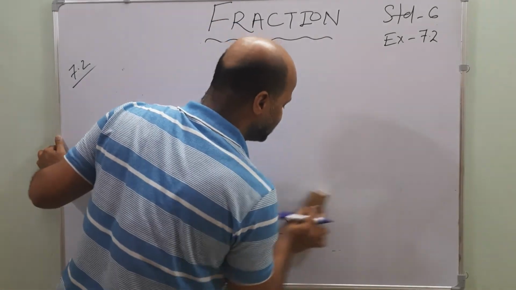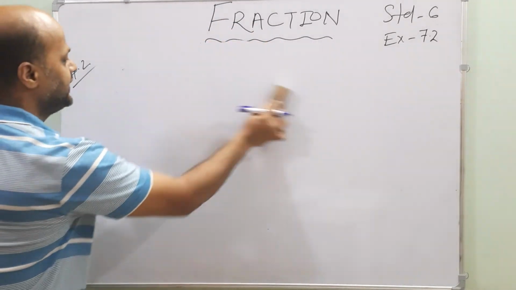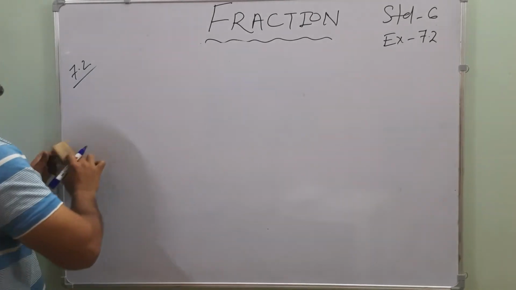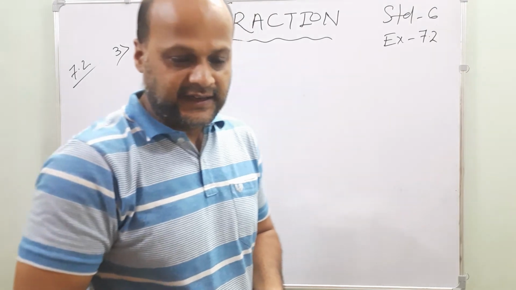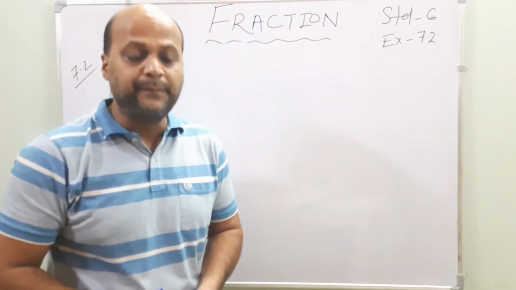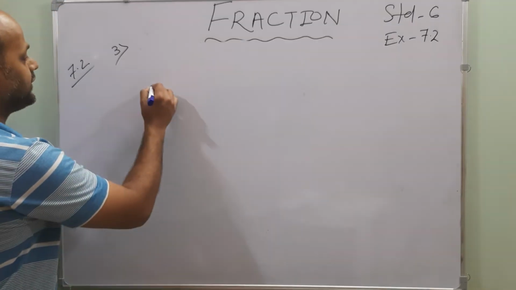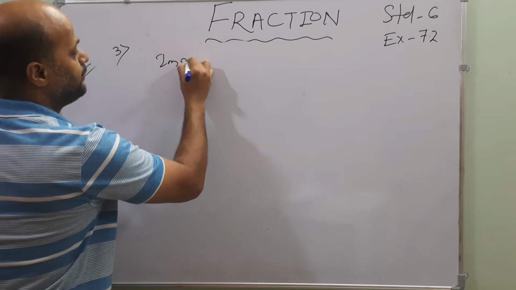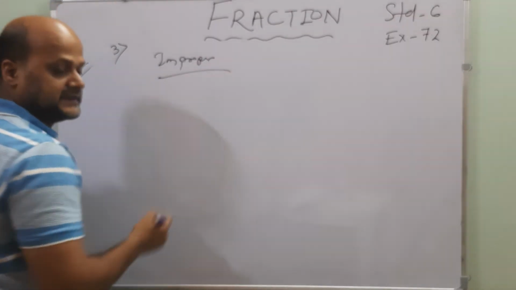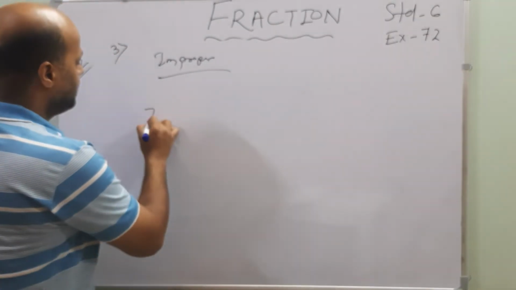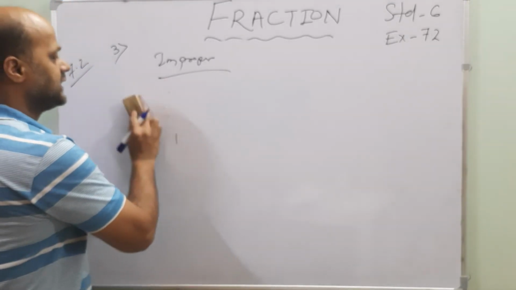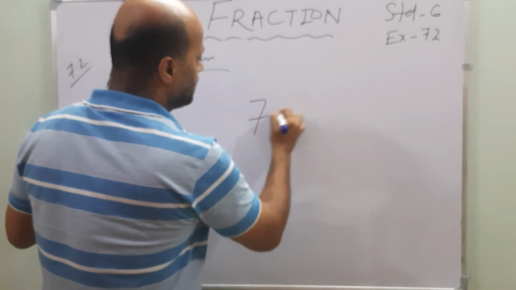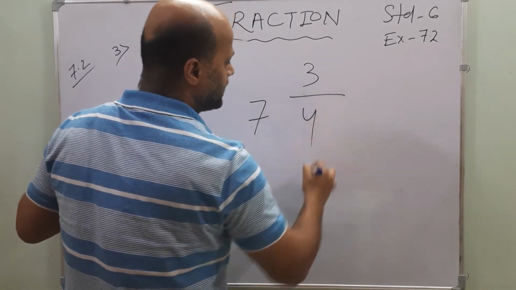Let's go to the third one. How will it be solved? What is the third question saying, my dear friends? It is saying: express the following as improper fractions. The first question is given: 7 whole 3 by 4. If I just make it larger, 7 whole 3 by 4.